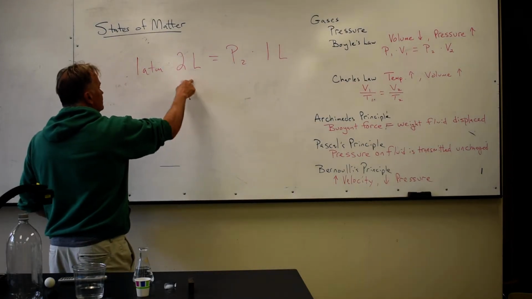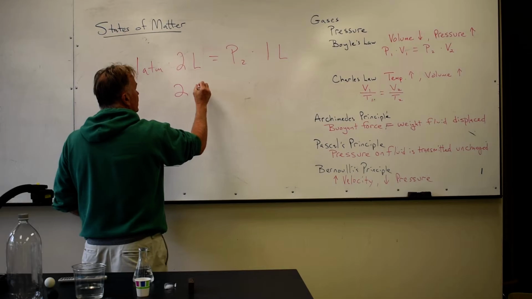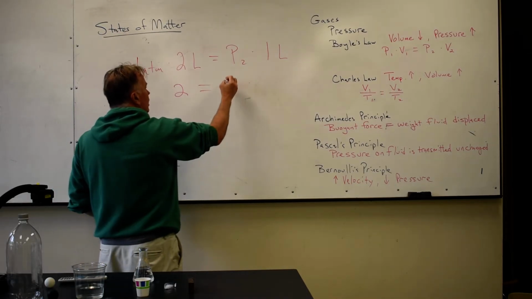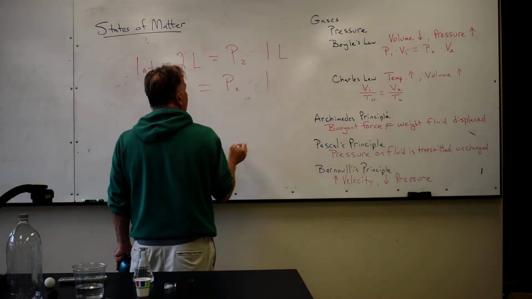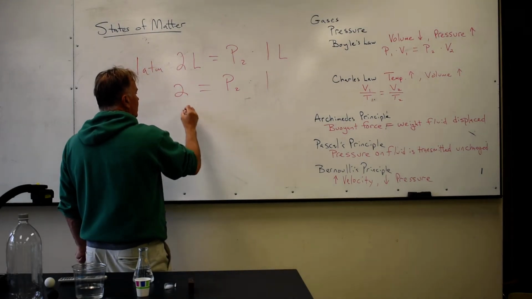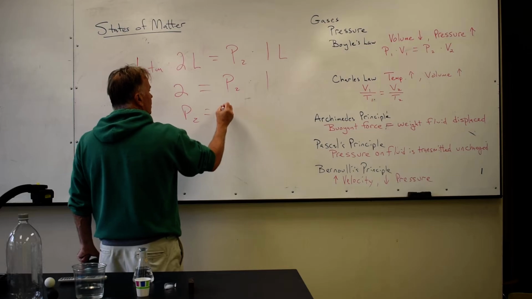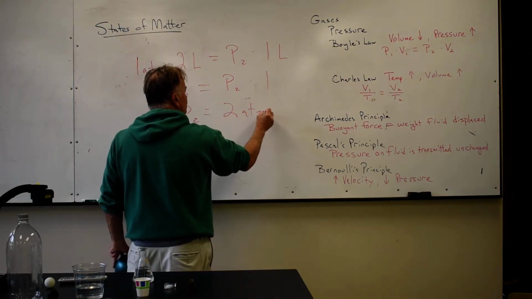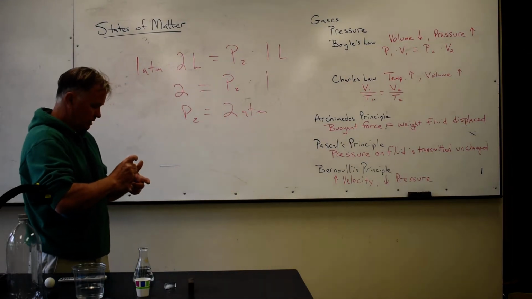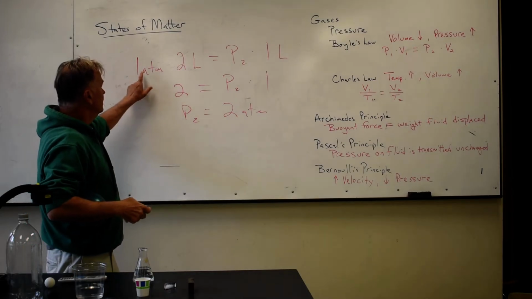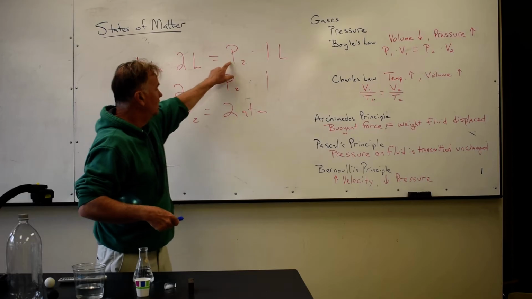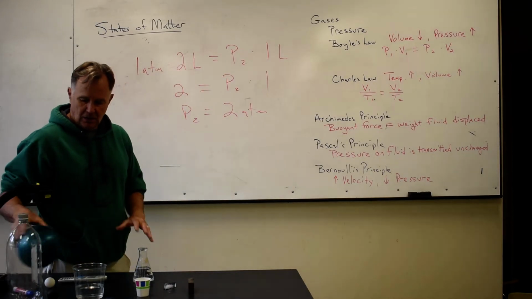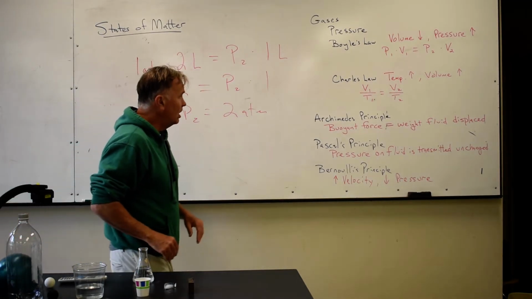So 1 times 2, of course, is 2, and that will equal the new pressure times 1. If you do the simple math there, P2 would equal 2 atmospheres. So, as you can see in this equation, as the volume goes down, the pressure will go up. Make sure you understand those concepts.